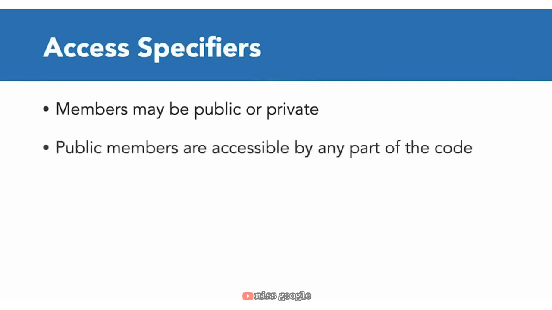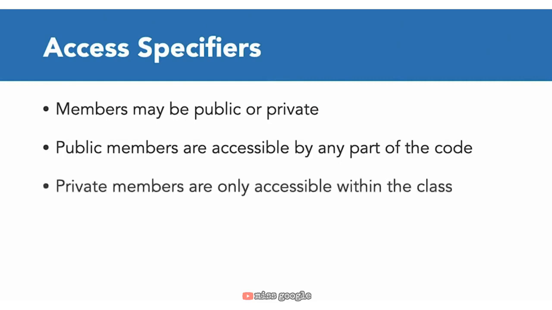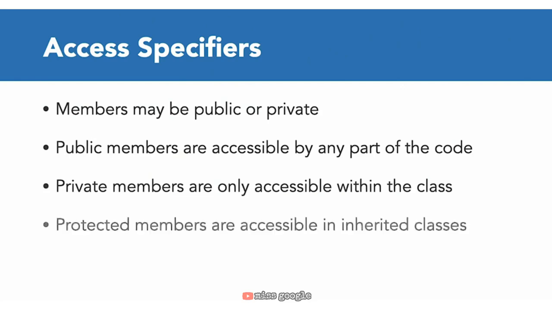Among other attributes, class members may be public or private. Public members are accessible by any part of the code, that is, by code outside the class. Private members, on the other hand, are only accessible within the class. But wait, there's a third access specifier. Protected members can be accessed in inherited classes.